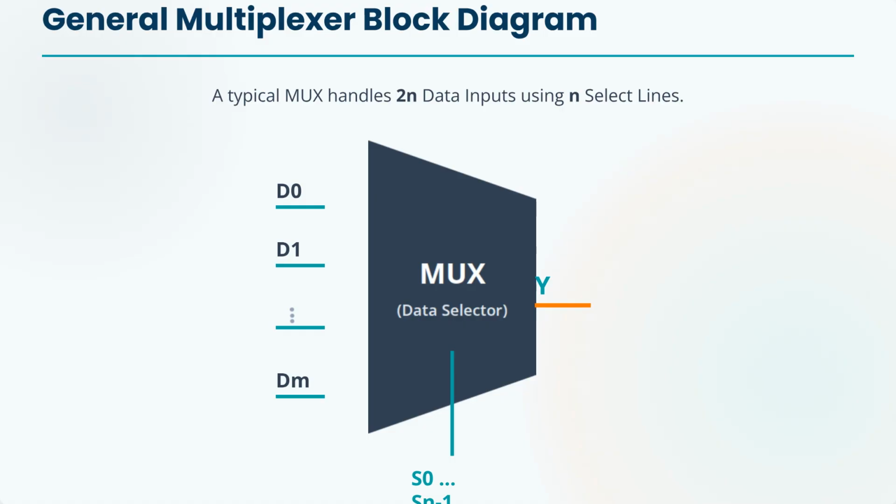In a general multiplexer block diagram, a typical MUX handles 2^N data inputs using N select lines. The data inputs are labeled D0 to DM, and the single output is Y. The select lines determine the input-to-output path.